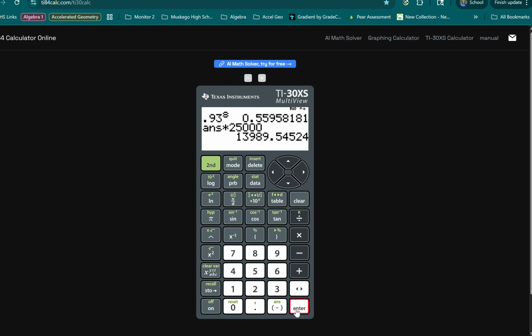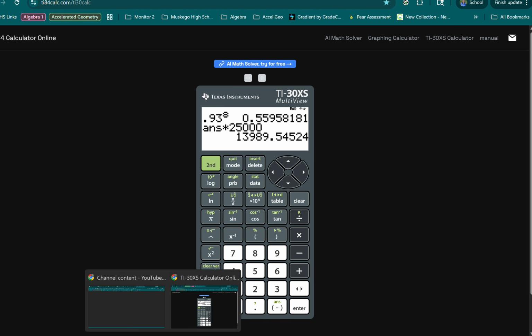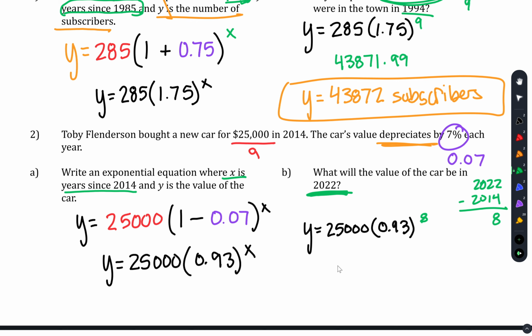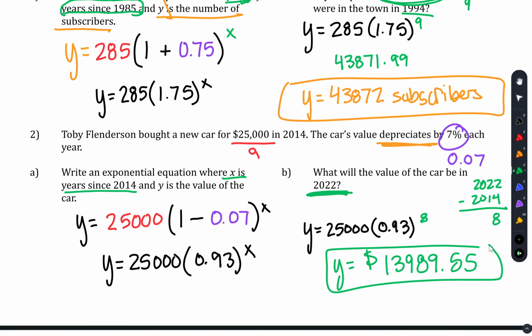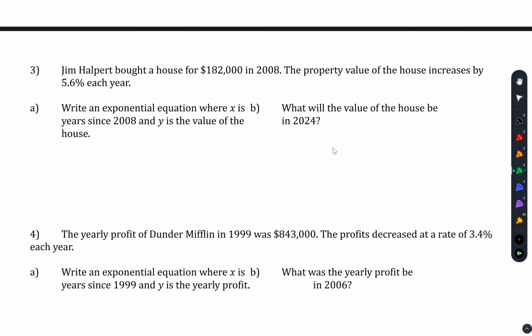13,989.545. Because we're talking about money and we're talking about the value of his car, we should leave 2 decimal places. So I'm going to round up to 0.55. I'm going to put a dollar sign because I need a unit. And there's my answer. Let's do one more like this.